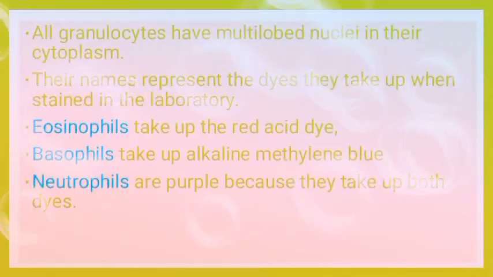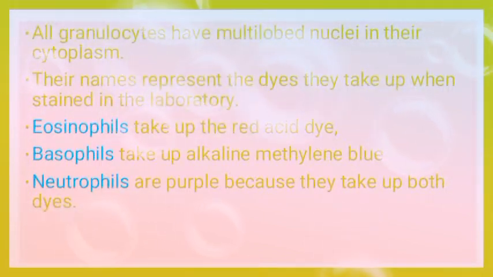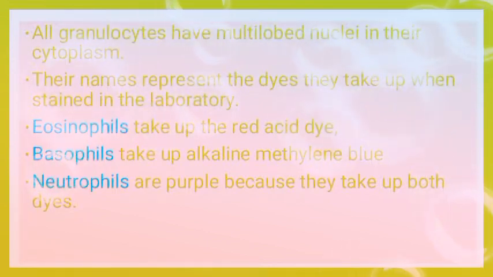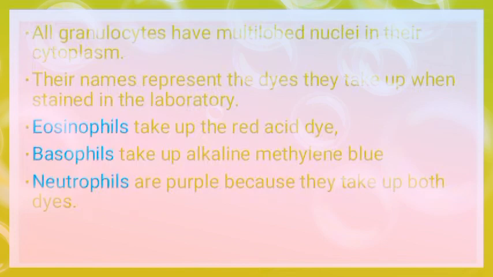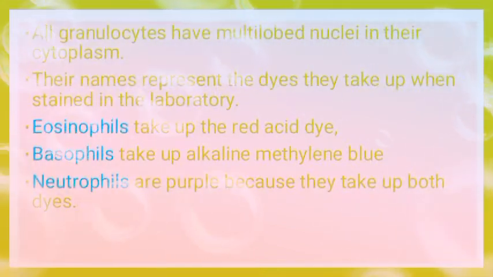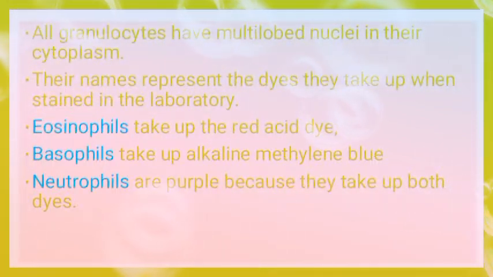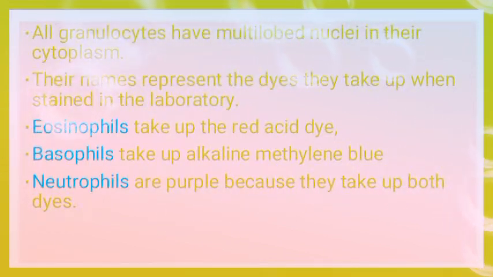So all granulocytes have multi-lobed nuclei in their cytoplasm. When you look at the structure of these granulocytes, you are going to find the multi-lobed nucleus is one that doesn't have a specific shape to describe it. That's why it is just called a lobed nucleus. And then you are going to see the diagram that shows how this is demonstrated.